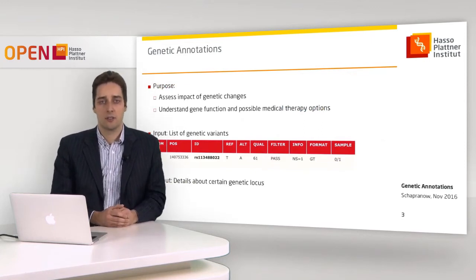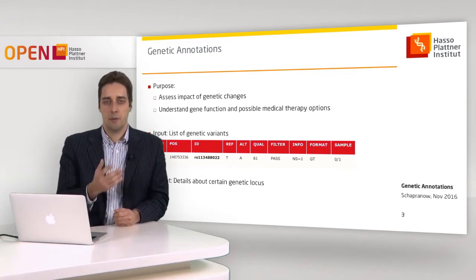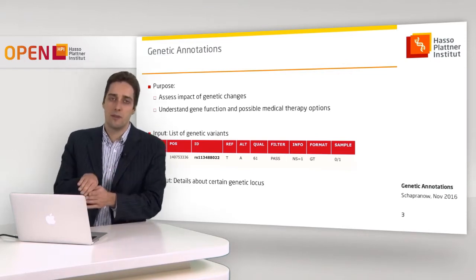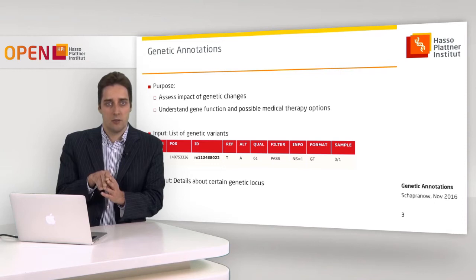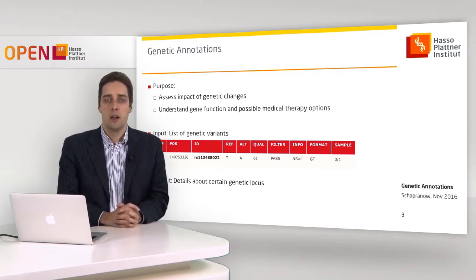Genetic annotations need to assess the impact of genetic changes. And again, keep in mind, not every variant is really a mutation and has a functional impact. Therefore, you need to sort out which variants are maybe compensated by the redundancy of the DNA code and which are potential mutations having an impact or potential impact on the cell products.